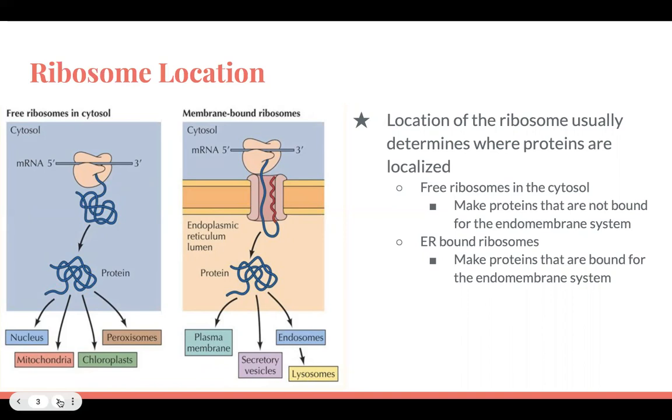So basically, the difference that you want to know is that free ribosomes make proteins in the cytosol, and they will enter one of these four at the bottom of the screen. And the ribosomes that are usually docked on the ER will make proteins that are bound for the endomembrane system.